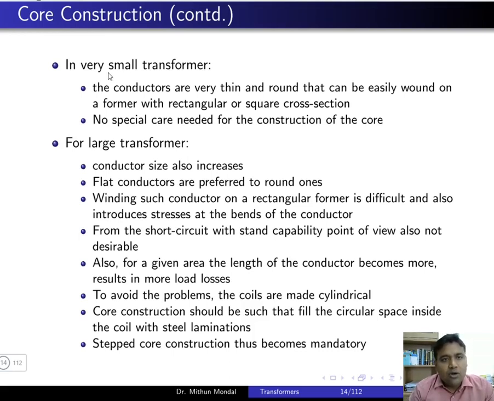Now, transformer, as I said, can be of various sizes. So, from a very small transformer to a very large transformer, we will see some of the important features of this transformer first. When the transformer is small, the conductors are very thin and round. That can be easily wound on a former with rectangular or square cross-sectional area. So, if the transformer is small, the conductors will be thin and round, and it will be wound on a former with a rectangular or square cross-sectional area.